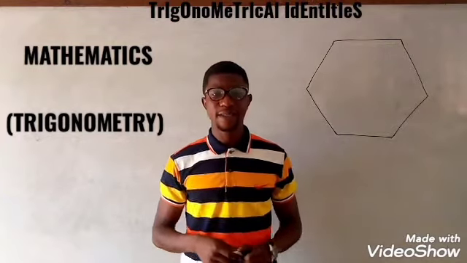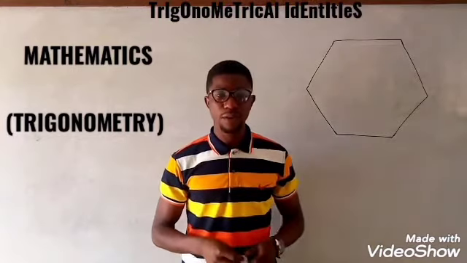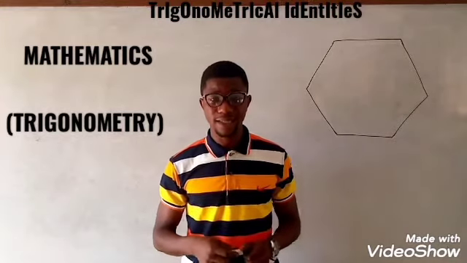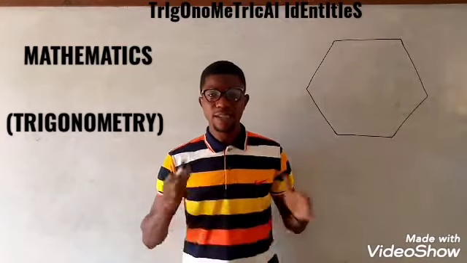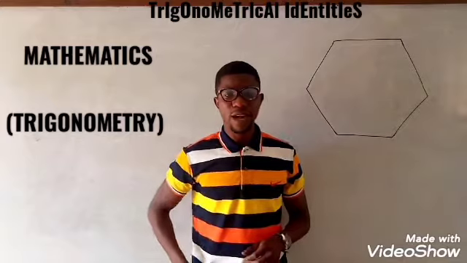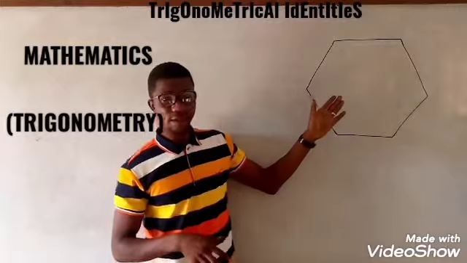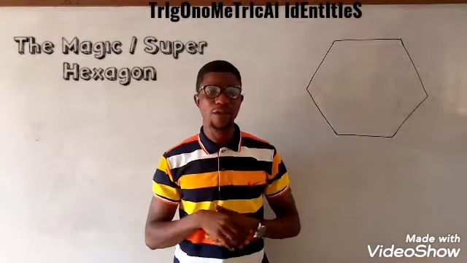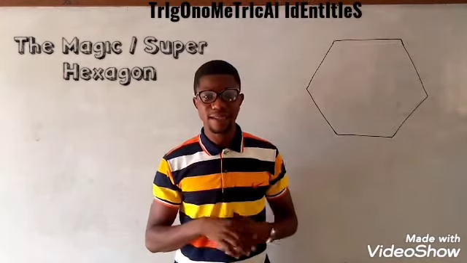To be precise, on the topic trigonometry. So trigonometry, we will be looking at how to derive the trigonometrical identities without necessarily memorizing them. In the derivation of the trigonometrical identities, we shall consider a hexagon. And this hexagon, I termed it as the magic or the super hexagon because it does a lot of miraculous work in the derivation of identities governing trigonometry.